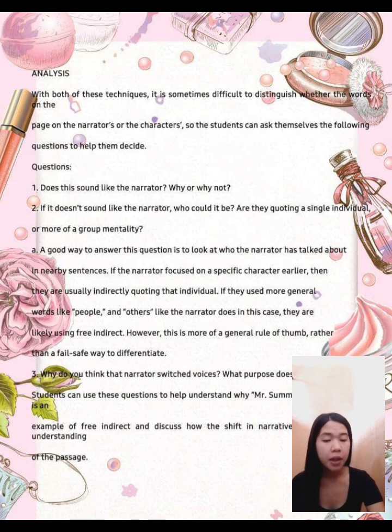It is an example of free indirect discourse. Discuss how the shift in narrative voice affects the tone of the passage.